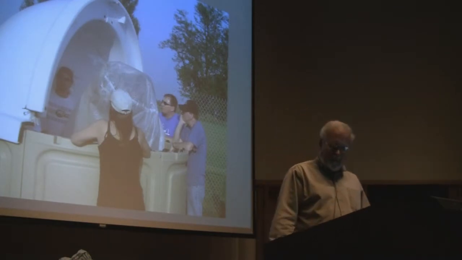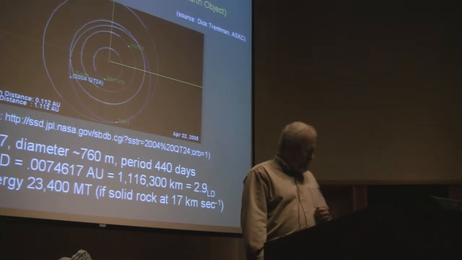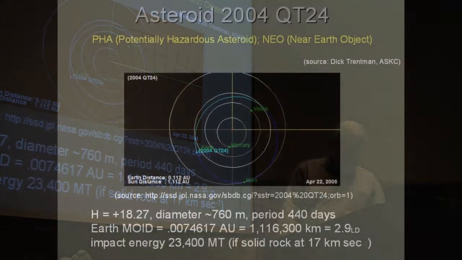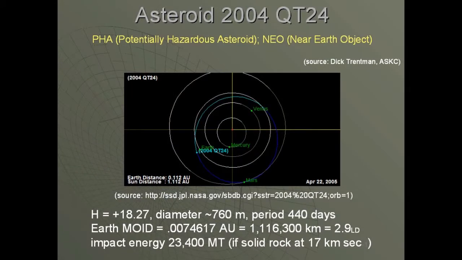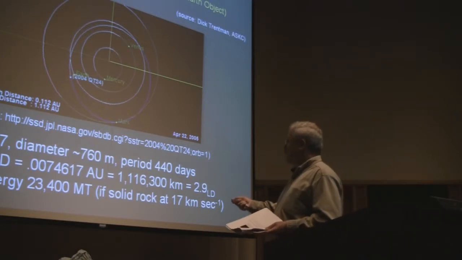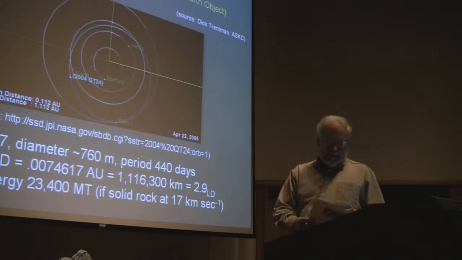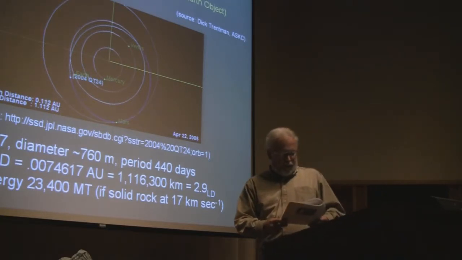Now here's an asteroid that we took some pictures of, and that I was able to get one of the guys, Dick Trenton, to give me the information on. It's called 2004 QT24. The date on here is April 22nd of '05, showing where it was in its orbit, because that's when these pictures I'm about to show you were taken. You can see it was just outside the Earth's orbit then. The distance looks like about 1/9 of an AU. So I don't know, 16, 17 million kilometers, something like that, maybe 50 times the distance to the moon.